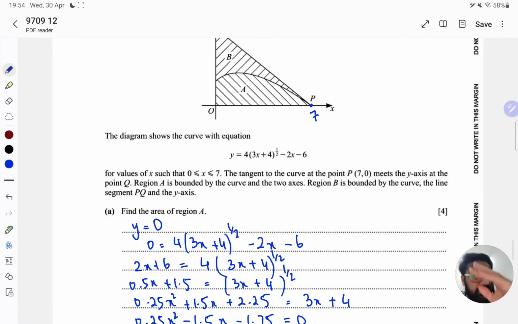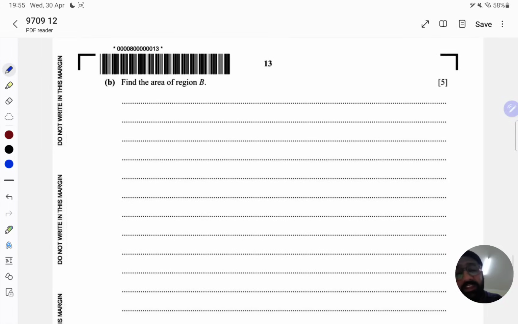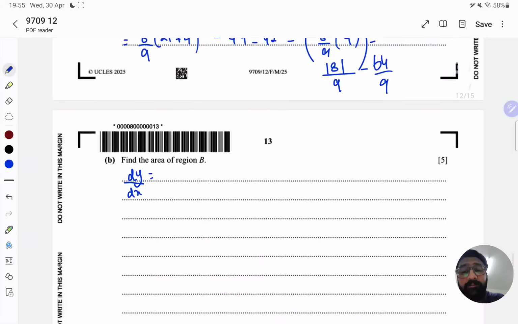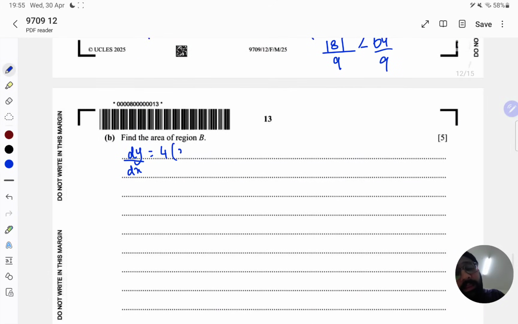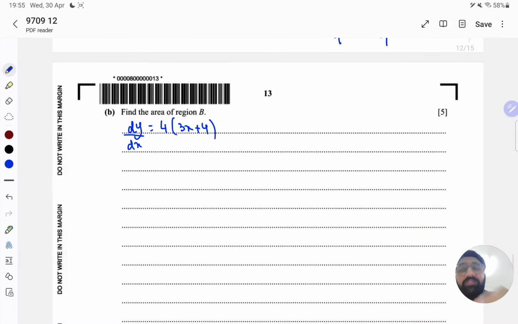We know that this is the tangent line, which is tangent at P. So we need to find out the derivative for finding out the equation of that line. So dy by dx will be equal to 4(3x + 4), and its power is 1 by 2. So if I subtract 1 from it, it will become minus 1 by 2 into the derivative of the bracket, which is 3.